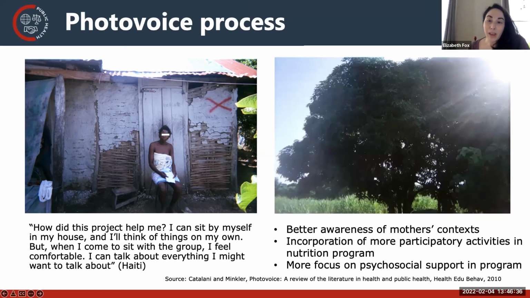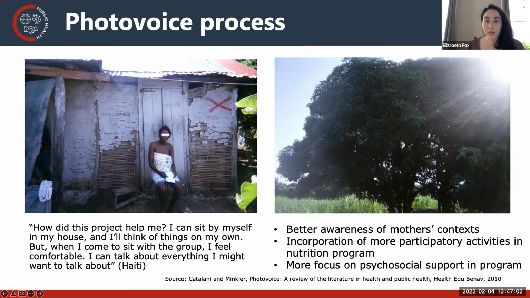Outcomes also happen at the community level, both in terms of raising awareness, but also in terms of advocating for change. So in the Haiti project, which I should have noted earlier was part of an existing program to support infant feeding, one of the more experienced health workers in the program said that she knew that the situation of mothers was not great, but she didn't realize how isolated the mothers were and the challenges that they were really facing.